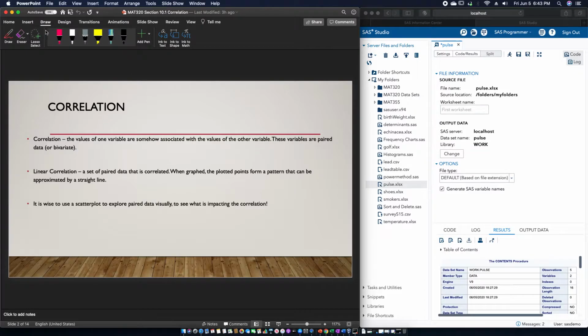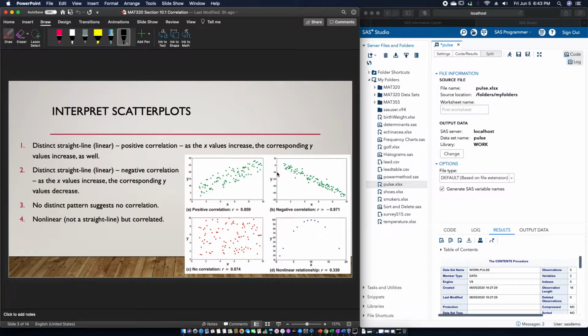A linear correlation, specifically, is a set of paired data that is correlated. When graphed, the plotted points form a pattern that can be approximated by a straight line, and that forms the basis, for the most part, for this entire unit. It is wise to use a scatter plot to explore paired data visually to see what is impacting the correlation. And we can interpret the scatter plots in 4 different ways, depending on what we can see.